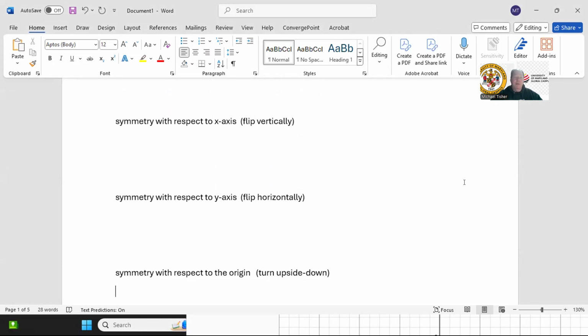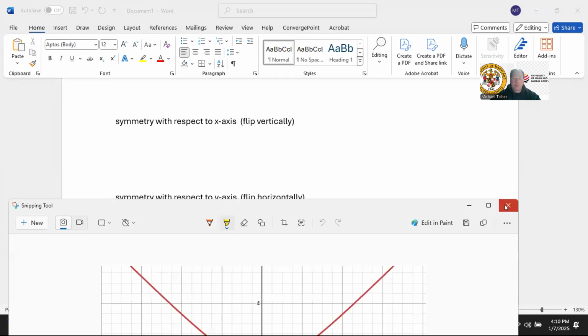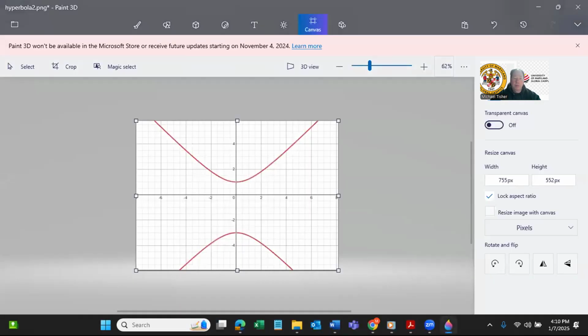If it's the same graph upside down, we have symmetry with respect to the origin. So let's start with x-axis. All right, you have the graph right here. And let's go to this button here that says flip vertical, which is flipping along the x-axis.